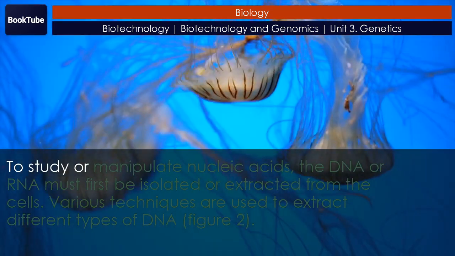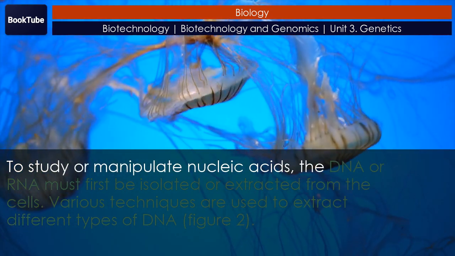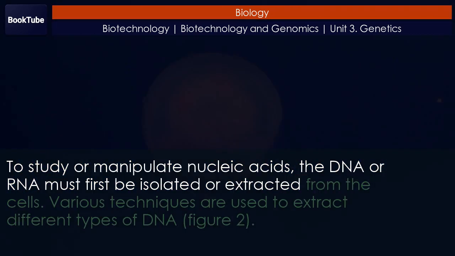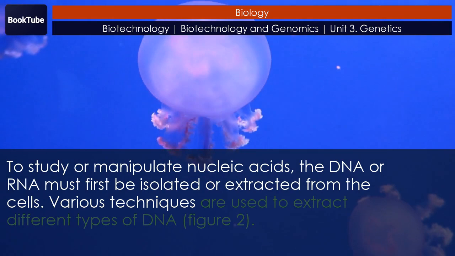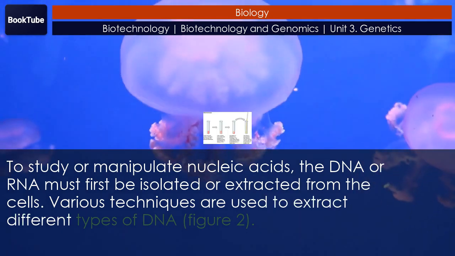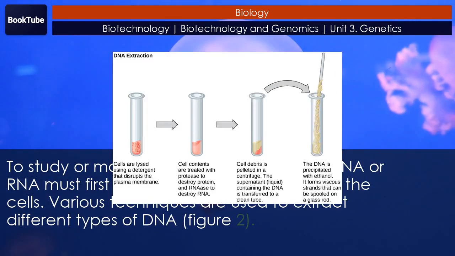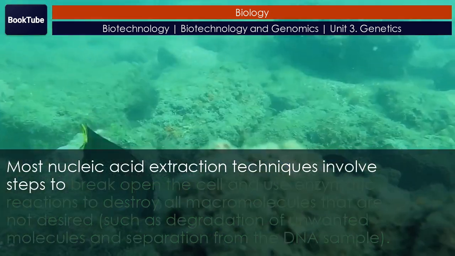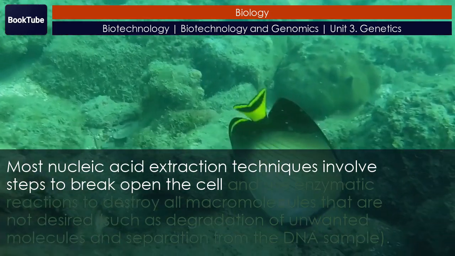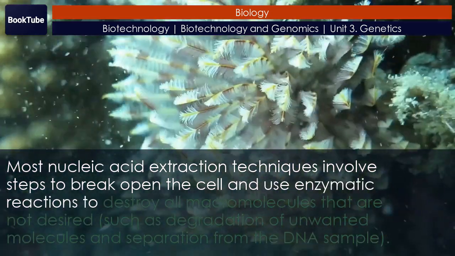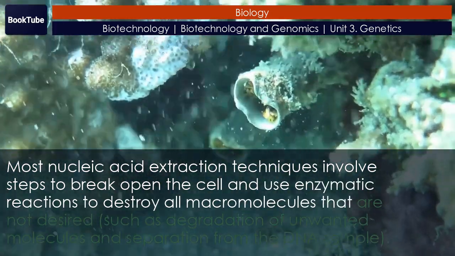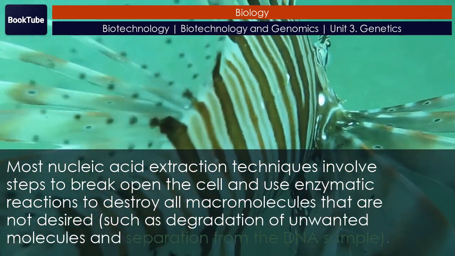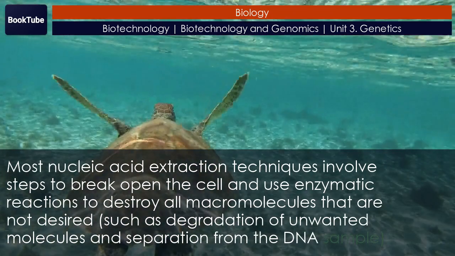DNA and RNA extraction. To study or manipulate nucleic acids, the DNA or RNA must first be isolated or extracted from the cells. Various techniques are used to extract different types of DNA. Figure 2. Most nucleic acid extraction techniques involve steps to break open the cell and use enzymatic reactions to destroy all macromolecules that are not desired, such as degradation of unwanted molecules and separation from the DNA sample.